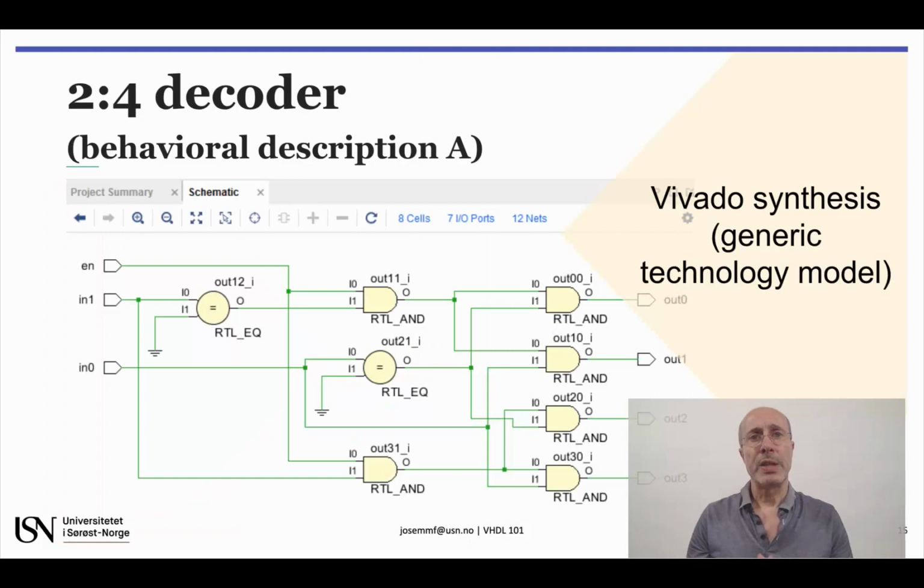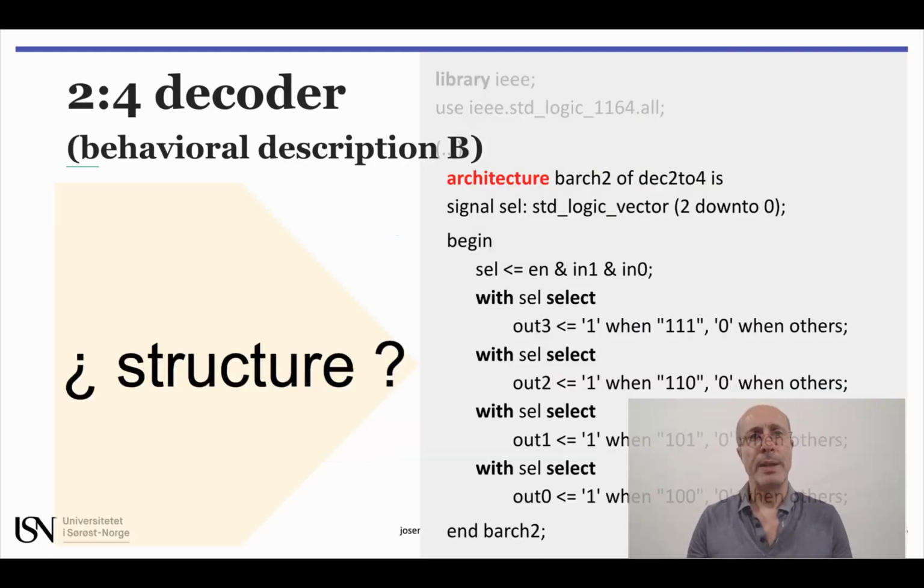Here you see the generic technology model created by Vivado Synthesis for this case, comprising AND gates and logic comparators. It's interesting to notice that Vivado estimates the need for 8 FPGA cells, less than what was estimated for the dataflow description. This slide shows an alternative form of behavioral description where with-select statements are used instead of when-else.